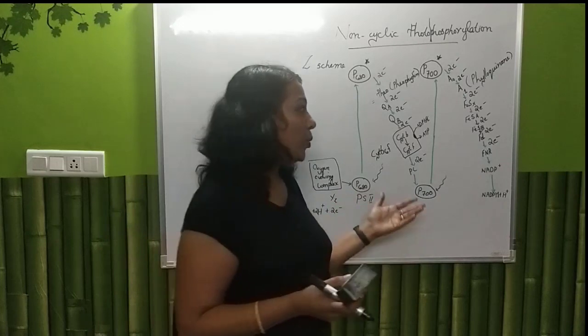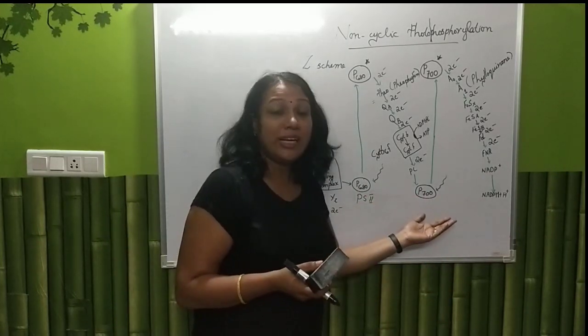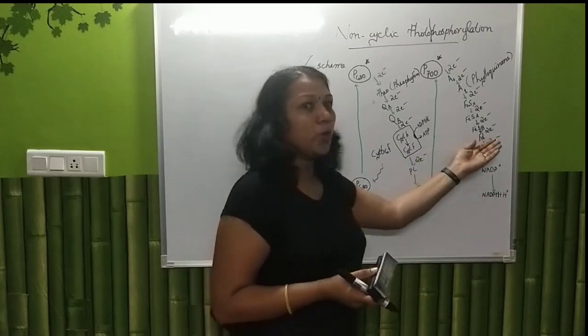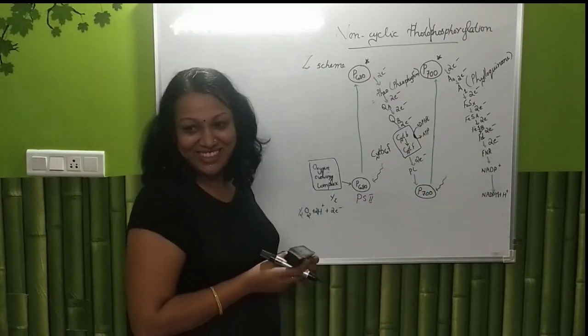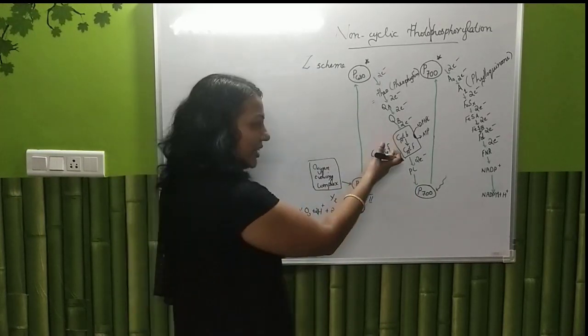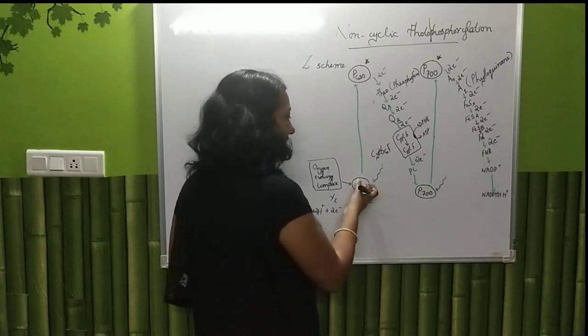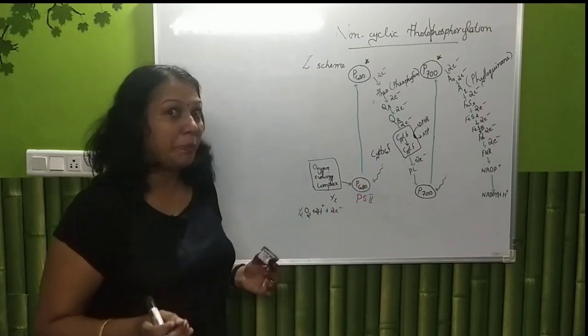Now wow, who is happy now? P700 is happy. Why? Because it got its electron. It already lost 2 electrons, right? But it got its electron back, right? Now here what happens? Who lost electron? P680 lost its electron. Now he is also unhappy. He needs his electron back.